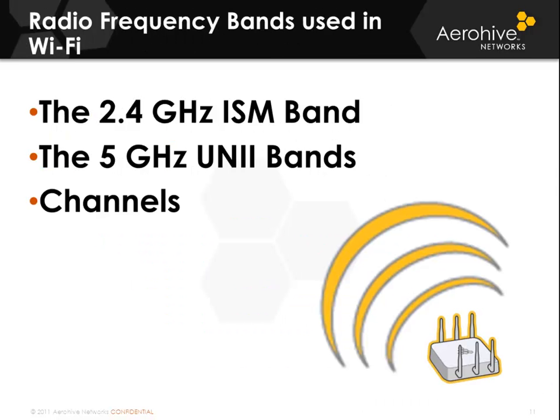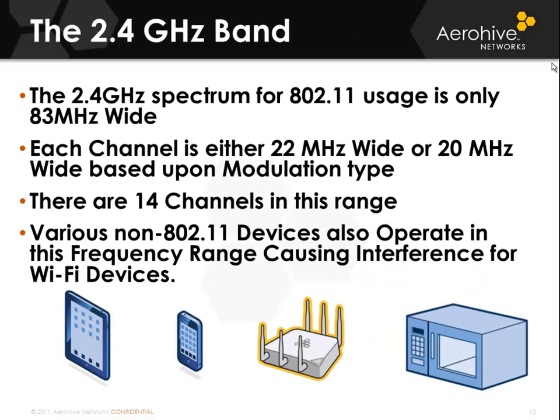Radio frequency bands used in Wi-Fi. We have the 2.4 GHz ISM band, and we have the 5 GHz UNII bands. And inside that, there are frequencies that are reserved or set aside as specific channels based on the space that they use within the given band. The 2.4 GHz band is 83 MHz wide. There are 14 channels available within 2.4 GHz, although not all channels are legal in all regions.